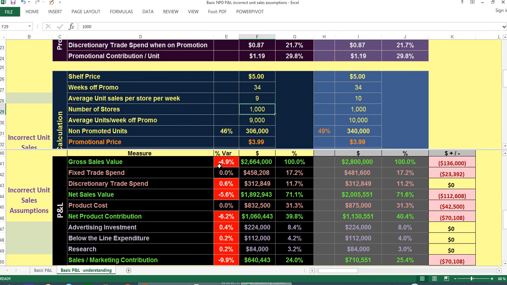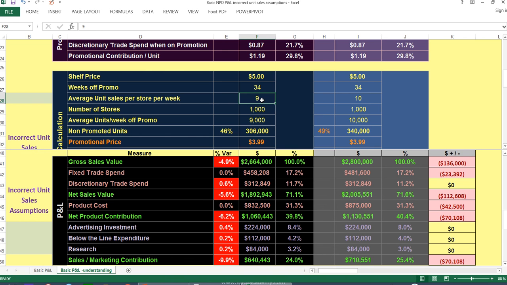And you'll see instantly how that impacts your P&L, it's dropped 5%. Your net sales value has dropped 5.6%. Your discretionary trade spend has gone up as a percentage, 11.2 to 11.7. Net product contribution is down 6.2%, and sales and marketing contribution, which is what you get finally measured on, is down nearly 10%. How the money flows, you've basically gone down $136,000. Your fixed trade spend negative is a positive actually, and that's come down, so you're left with net sales negative of 112. Your product cost comes down, so that's a positive in a way, and you're left with a net product contribution which is 70,000, and that flows all the way down to your sales and marketing contribution.